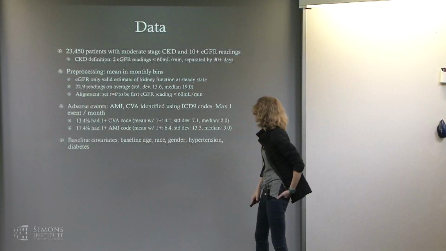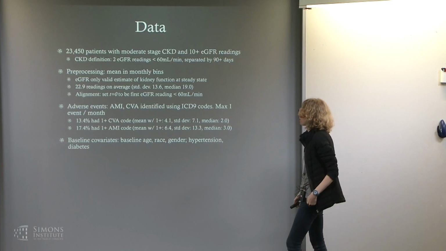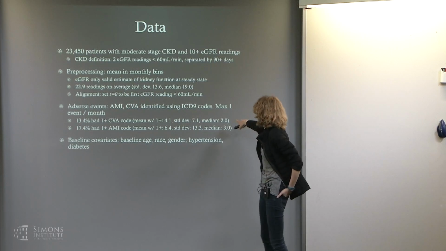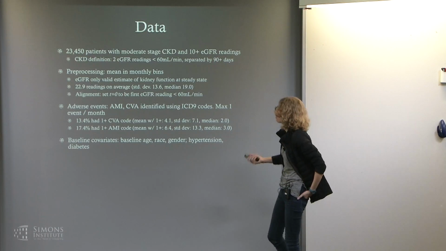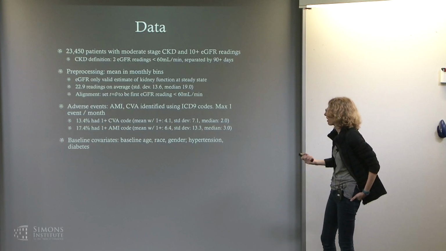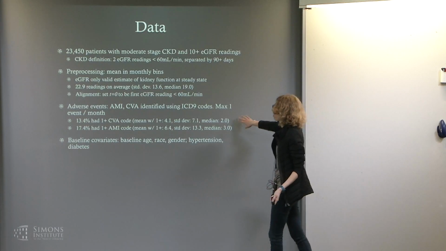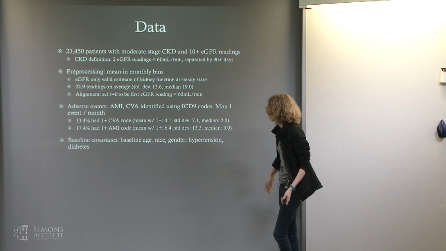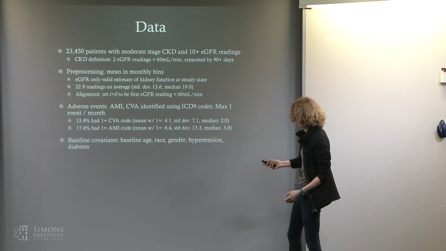Right here. Okay, sorry. And so we also looked at people who had, basically, this is stroke and this is heart attacks associated with their chronic kidney disease cases. So about 13.4% had a stroke and 17.4% had a heart attack.